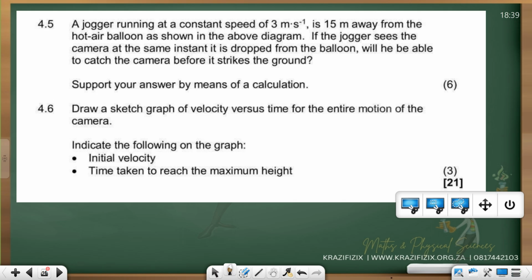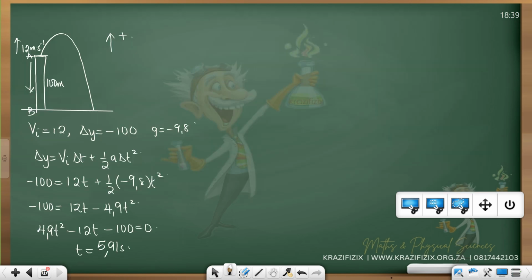Why is it negative 100 again, Lerato? From point A to B, we are coming down. Do you see my arrow? And we chose upward as positive. But A to B, we are going down. That's why it is negative. Lerato, are we okay? And Michelle, are you okay? So we use vector quantity.